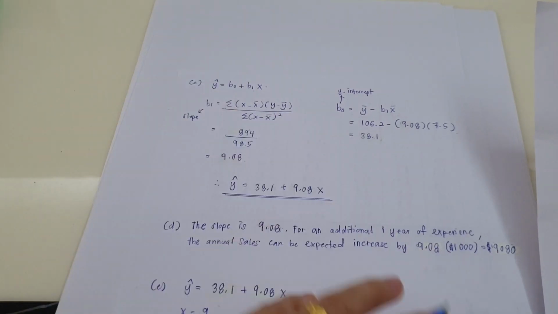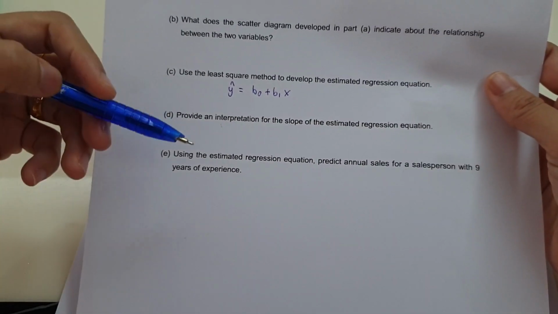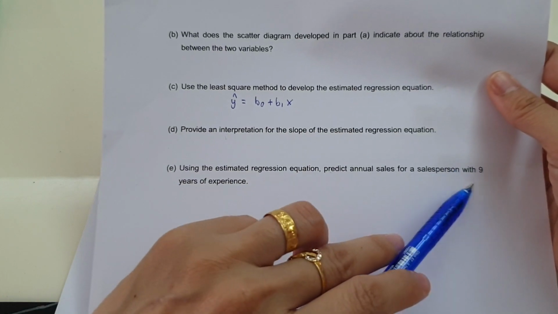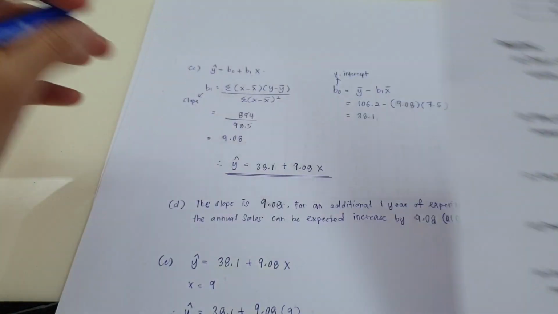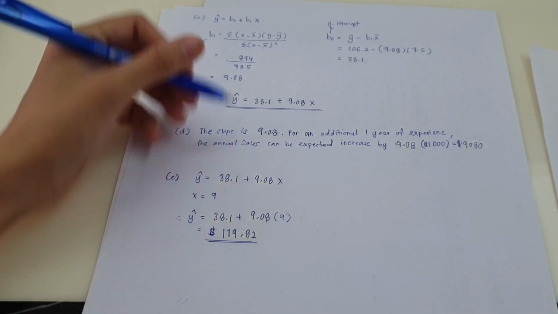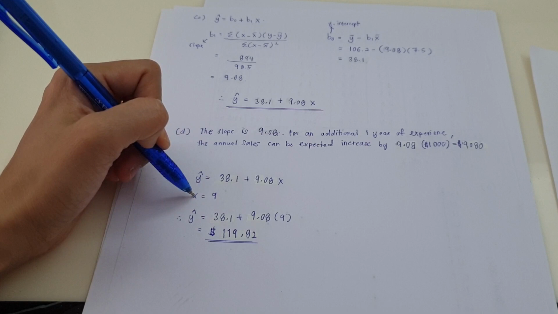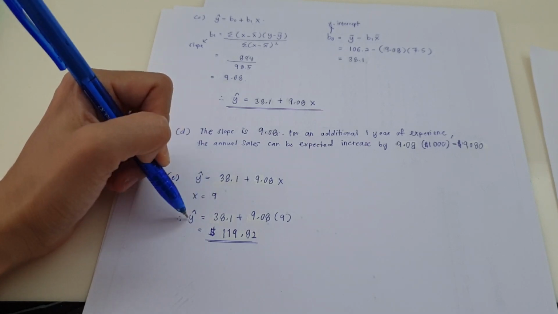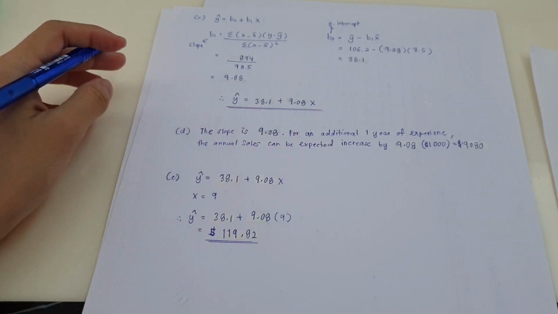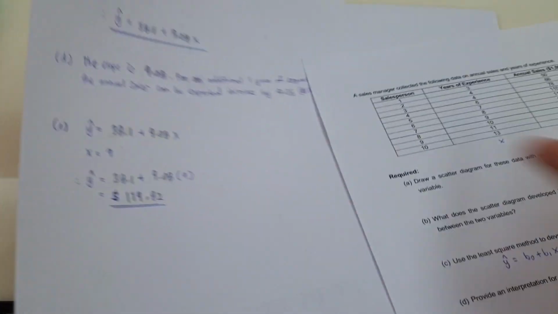You have to remember that one. Now for the last question: using the estimated regression equation, predict the annual sales with this one. Here, 9 is the x. This one is very simple. You just take the equation that you already calculated, put x equal to 9, then put 9 into the equation, and you will get the answer. This is not so difficult.